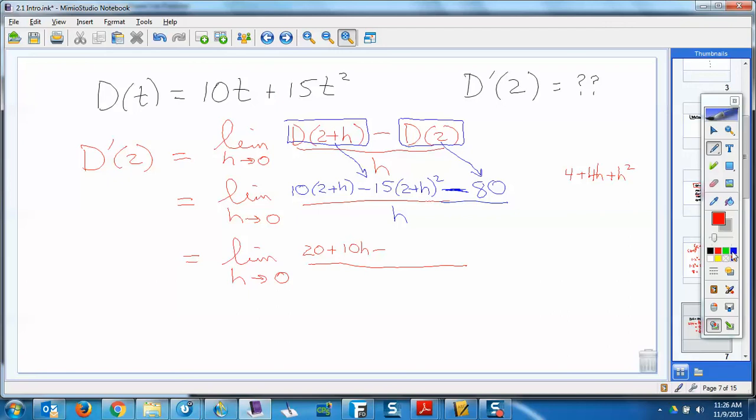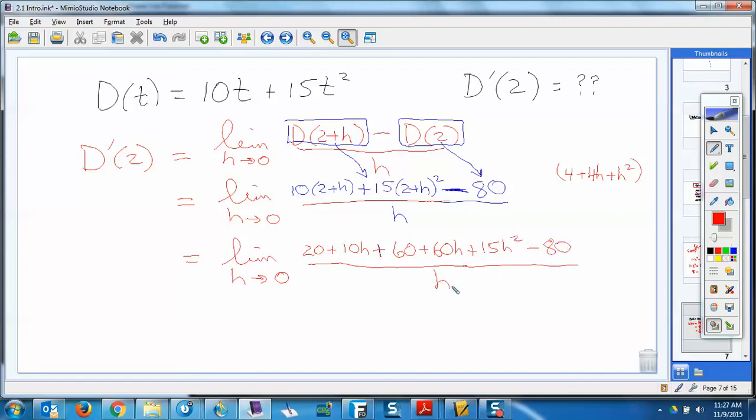Yes. Thank you. That would have been bad. Right here, 10t plus 15t squared. Right there should be a plus. So is mine. Good catch. Okay, this minus is that minus right there. But that is the function. Okay, so that's a plus. Good. So now it's plus 15 times this. So 60 plus 60h plus 15h squared, and then minus 80.